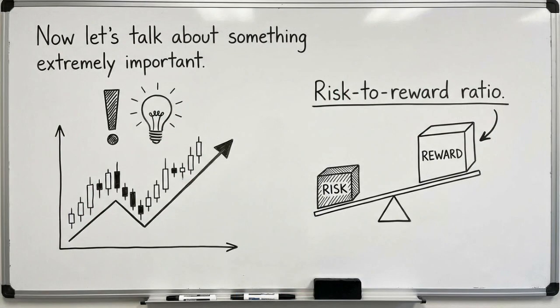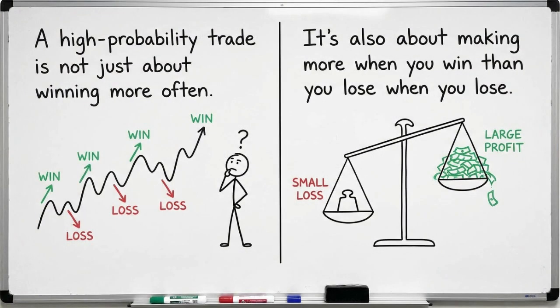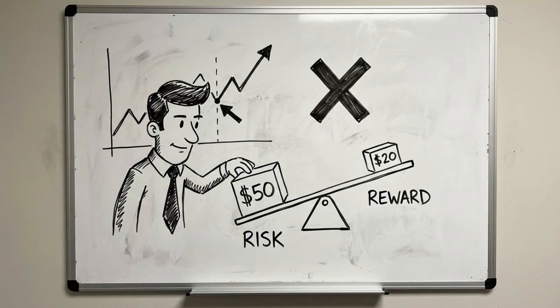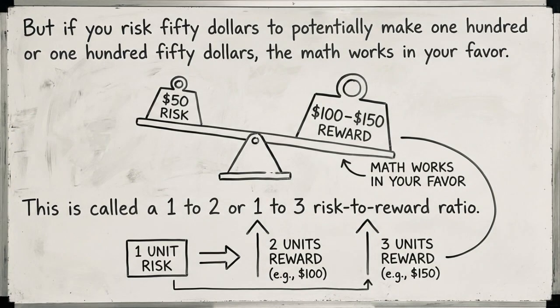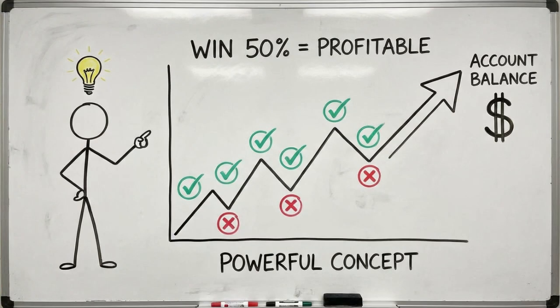Now, let's talk about something extremely important: risk-to-reward ratio. A high probability trade is not just about winning more often. It's also about making more when you win than you lose when you lose. For example, imagine you risk $50 on a trade. If your potential profit is only $20, the trade doesn't make sense. But if you risk $50 to potentially make $100 or $150, the math works in your favor. This is called a 1-to-2 or 1-to-3 risk-to-reward ratio. Even if you only win half your trades, you can still be profitable. This is one of the most powerful concepts in trading.